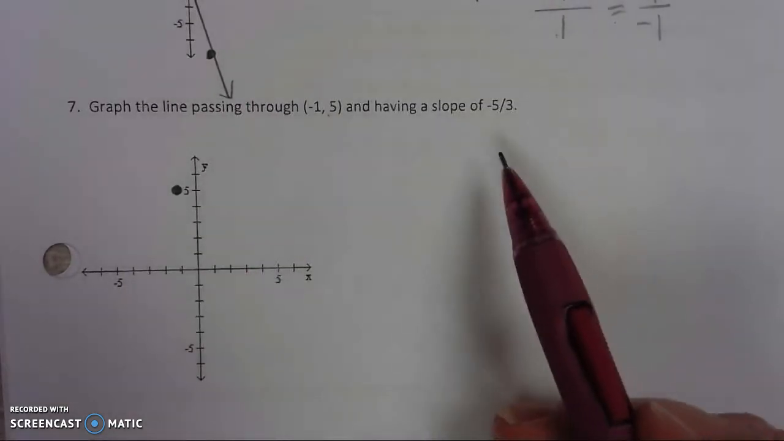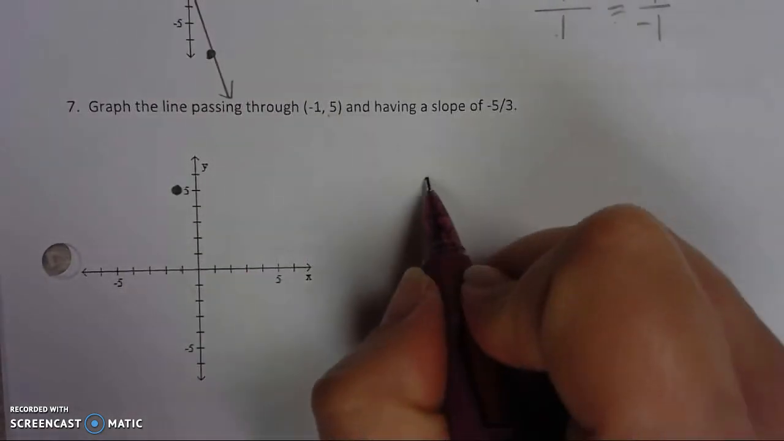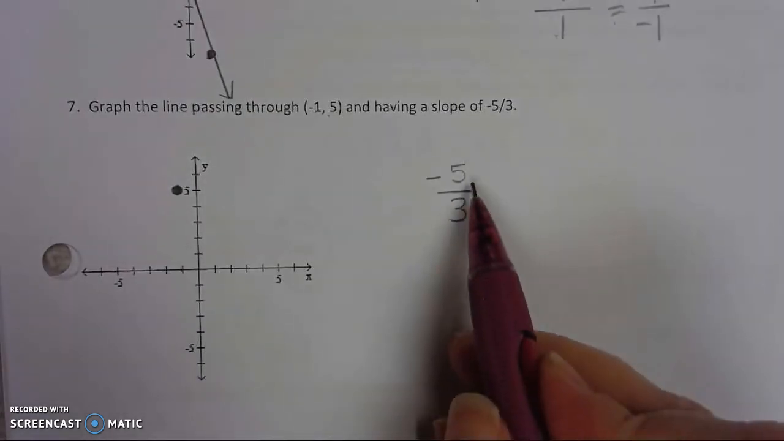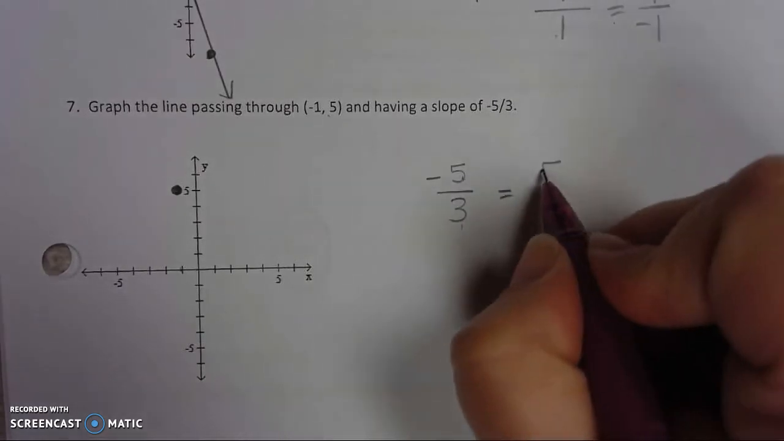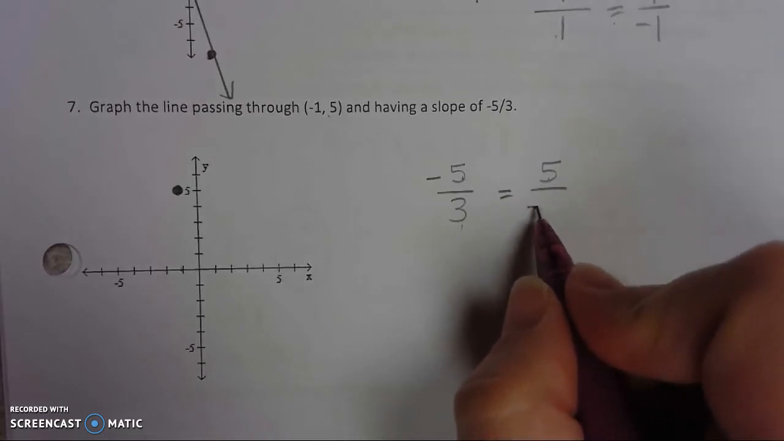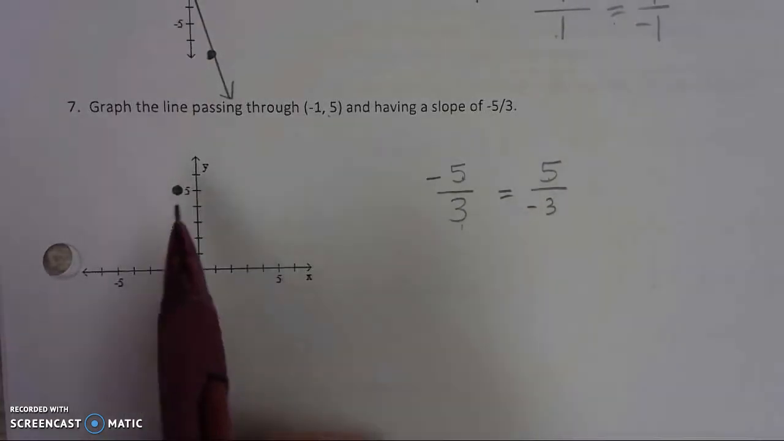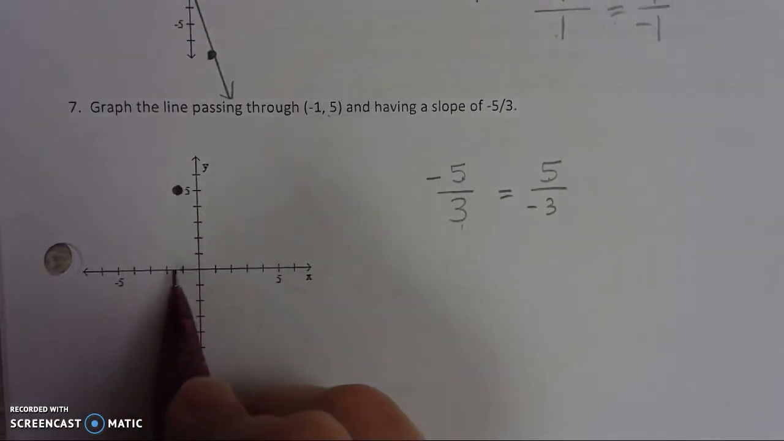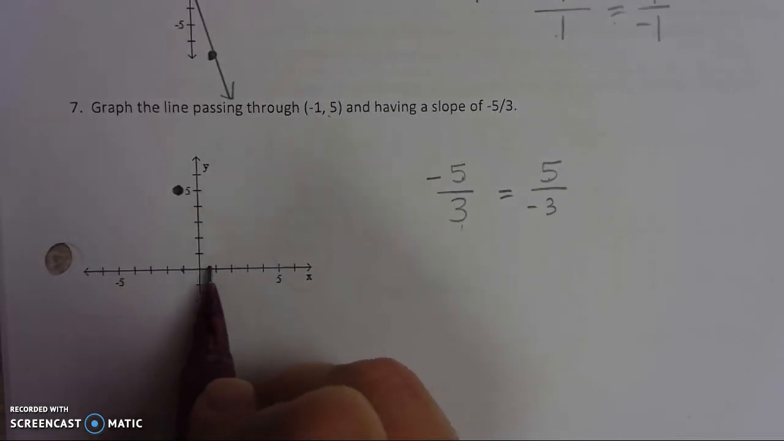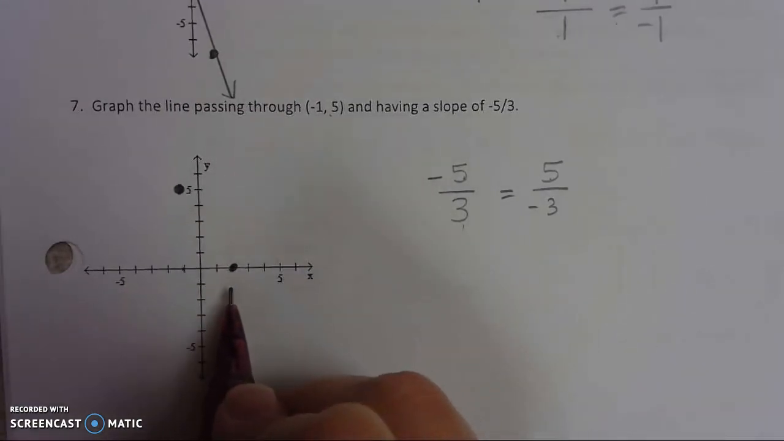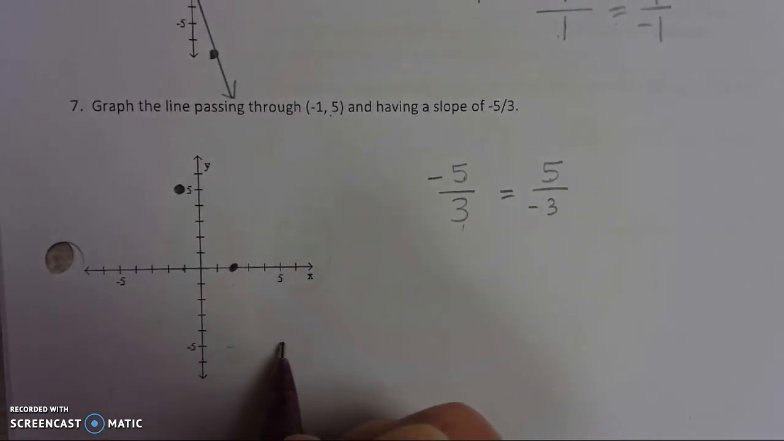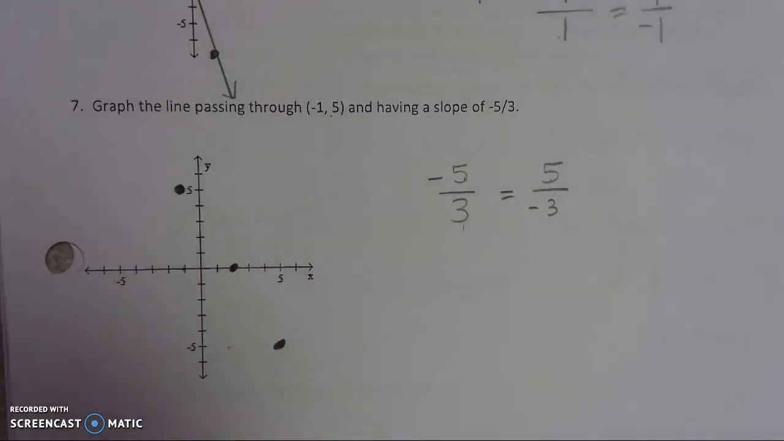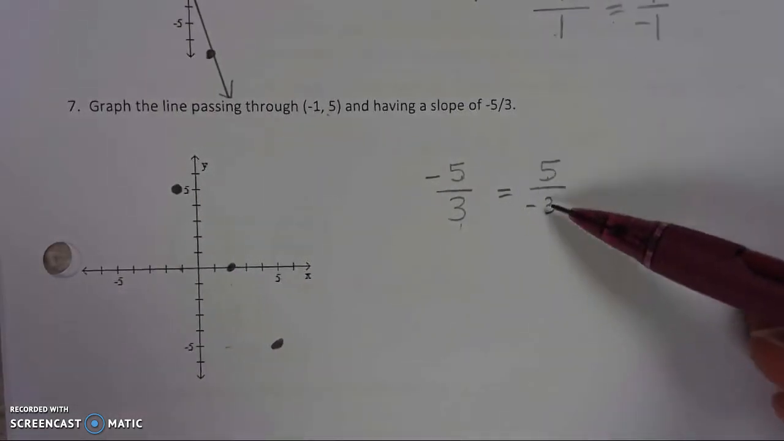Then from this point, I can use the slope to get to all my other points. I can go down 5, right 3, or I can go up 5 and left 3. So from this point, we're going to go down 5 and right 3: 1, 2, 3. And we can continue to go down 5 and right 3. If space permitted, we could go up 5 and left 3.